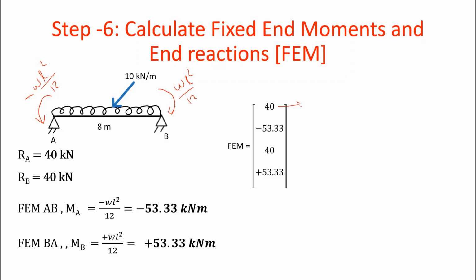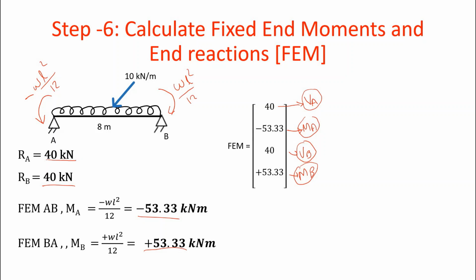And see, the sequence I have considered is same sequence of local coordinate that I have provided. Here I have provided the first local coordinate VA, second local coordinate MA, VB and MB. So these are the values corresponding to the local coordinates that I have given. Okay. So at the position of VA we have 40 kN, at the position of MA we have minus 53.33. At position of VB, we have 40 and at position of MB, we have 53.33.